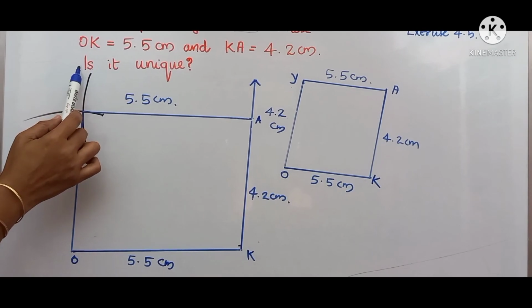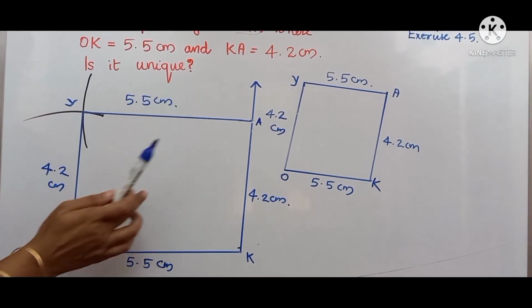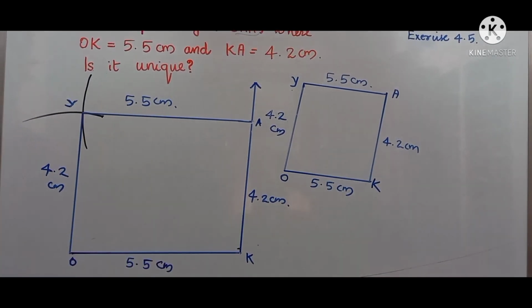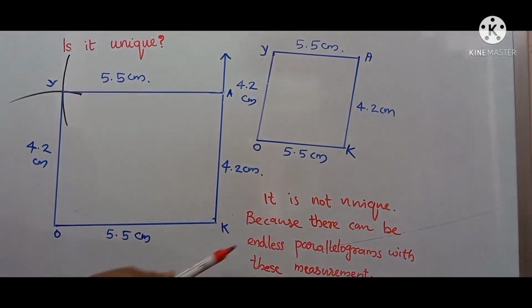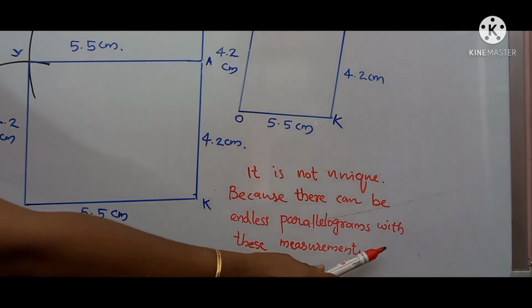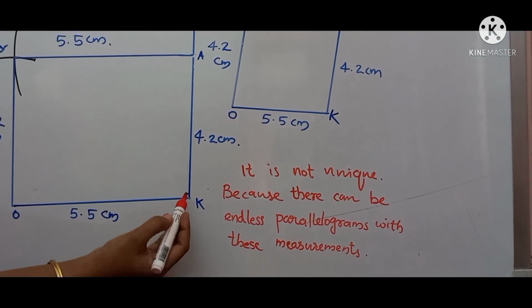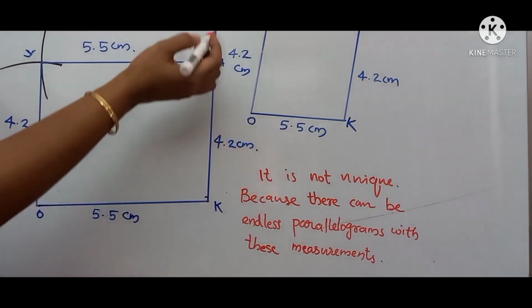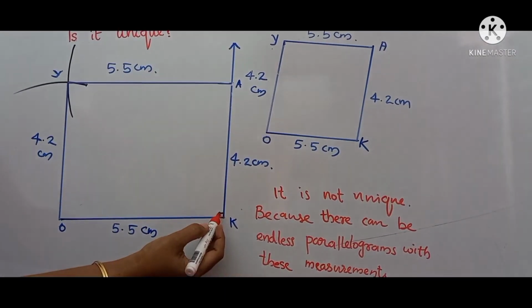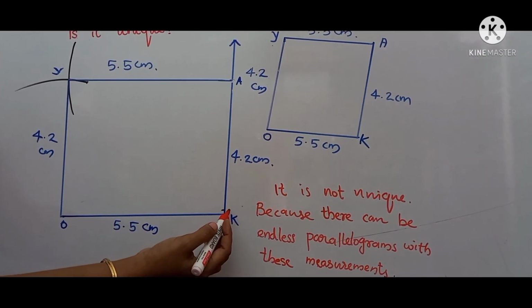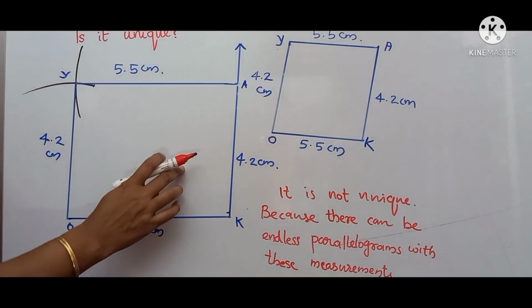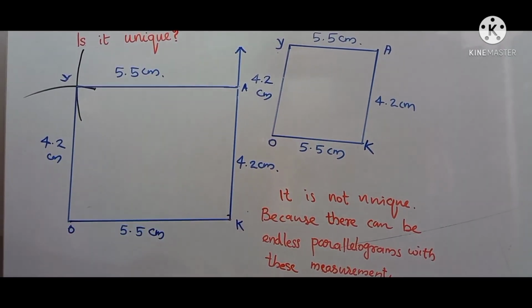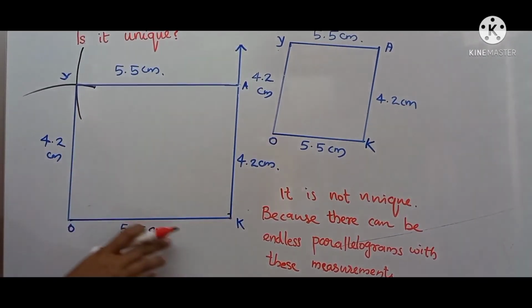And one more question it is asked, is it unique? This parallelogram, it is not unique. We have to write that answer. It is not unique because there can be endless parallelograms with these measurements. We know here from K we are just drawing a ray only. It can be 90-degree angle, 75-degree angle, or 105-degree angle, 120-degree angle. That's our choice. So we can draw many parallelograms by using these measurements.